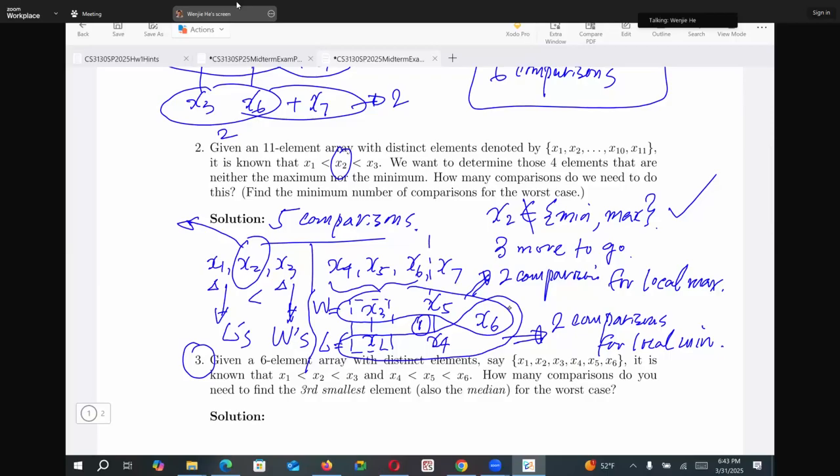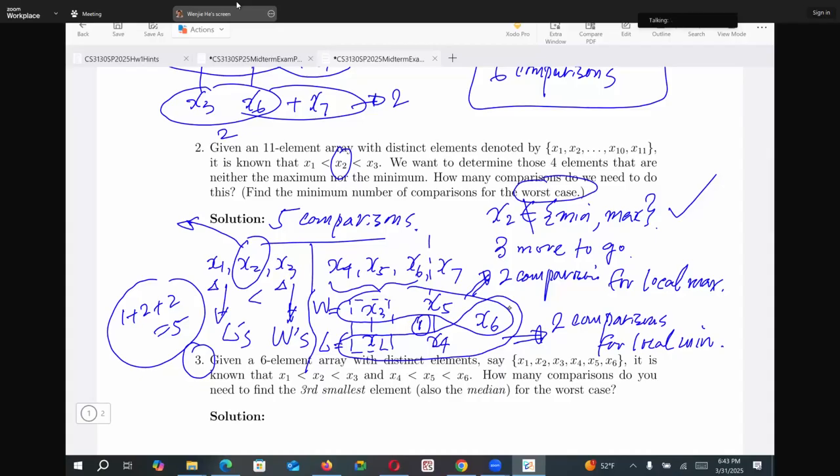So here you already count the number of comparisons. 1 plus 2 plus 2 equals 5. But you need to do some further clarification, because there's some complexity there. The problem is because we want to work on the worst case. We want to work on the worst case.